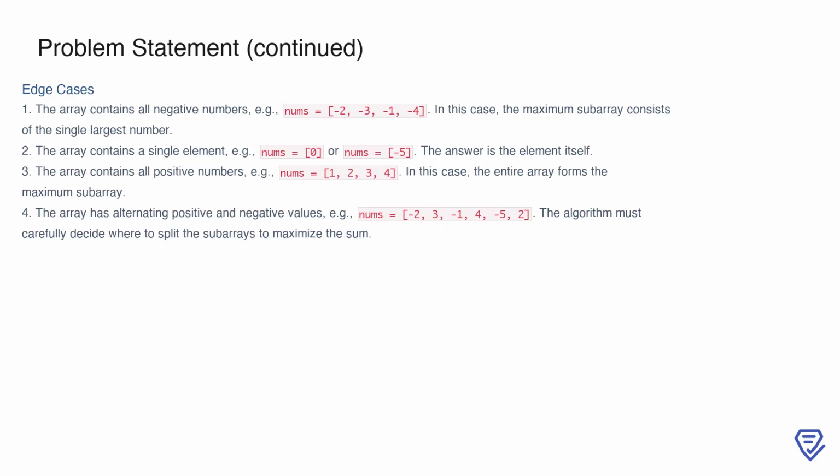Third, when the array has all positive numbers, like 1, 2, 3, 4, the maximum subarray would be the entire array. Lastly, when the array alternates between positive and negative values, like -2, 3, -1, 4, -5, 2, the algorithm must carefully decide where to separate subarrays to ensure the sum is maximized. These scenarios highlight the need for a robust approach that works in all cases.